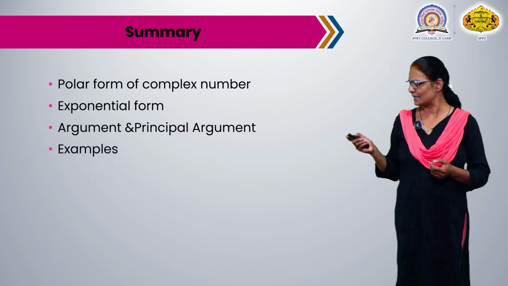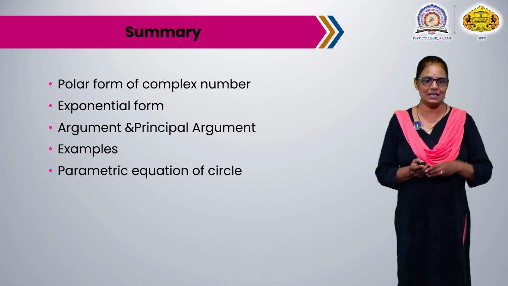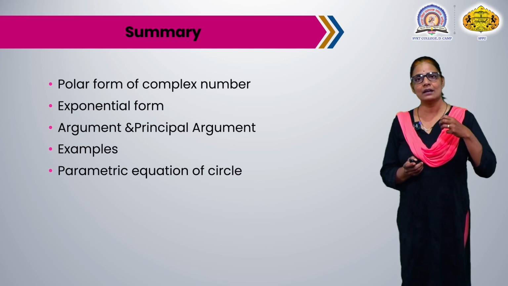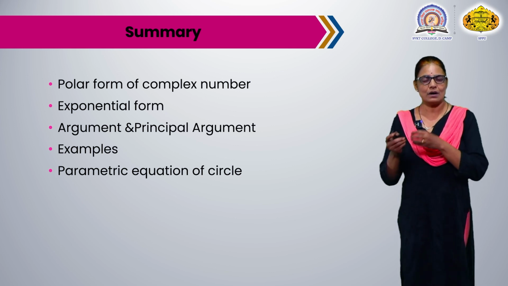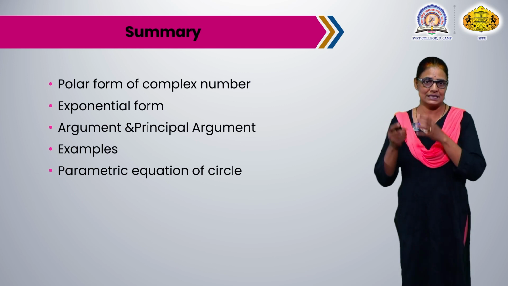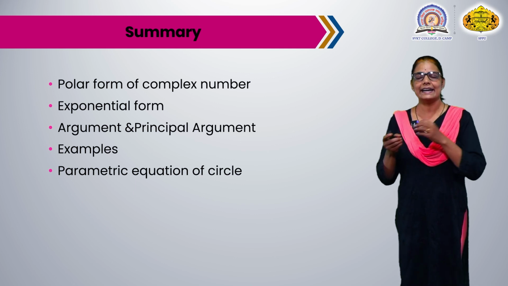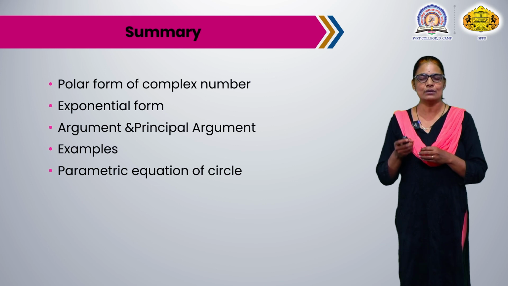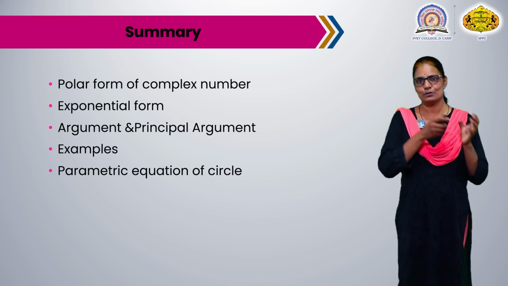We also studied some examples, so do practice all the examples. And we studied the last part, how to write the equation of a circle in the form of a complex number. Mod z equals r represents a circle in the complex plane with center at the origin and radius r. Its parametric equation is z equals r e raised to i theta, where theta lies between 0 and 2 pi.